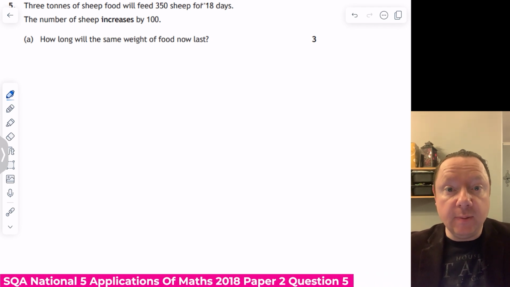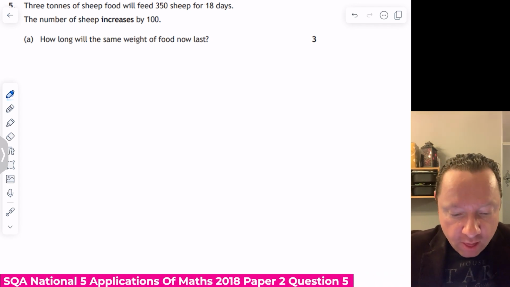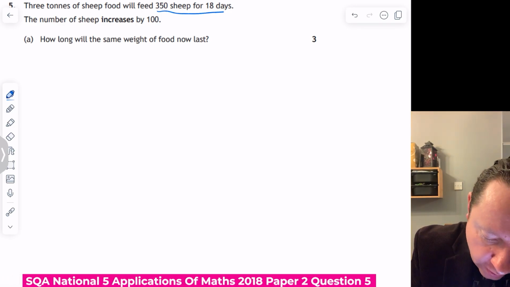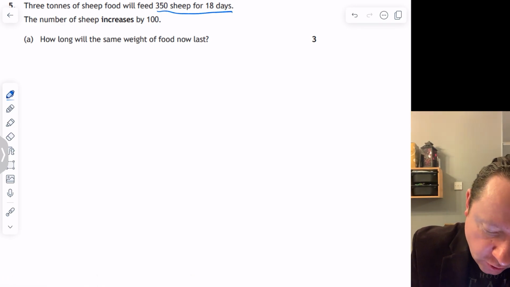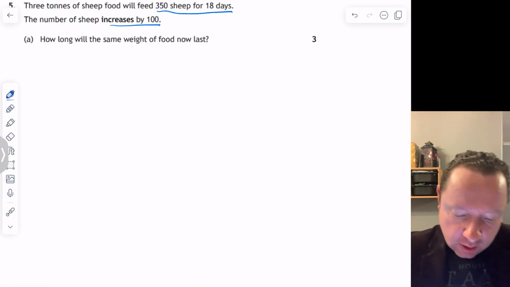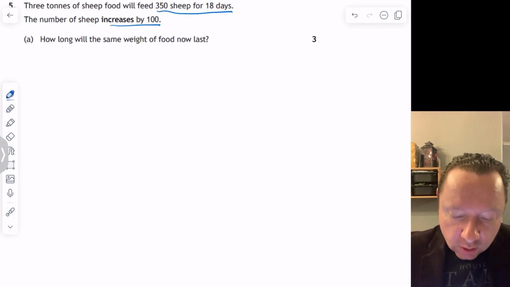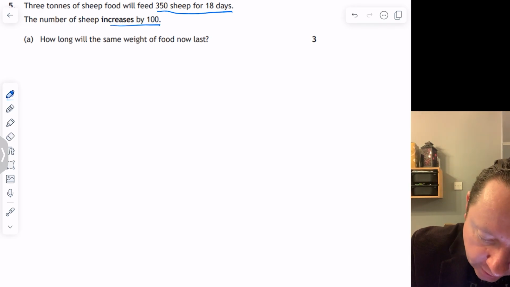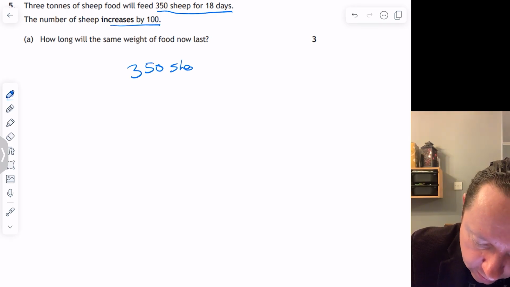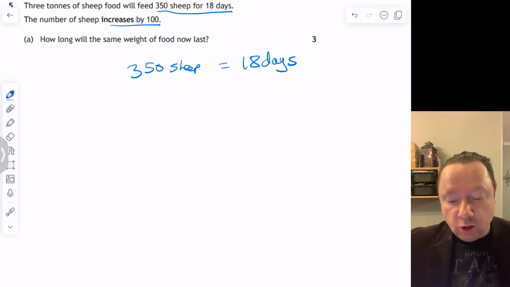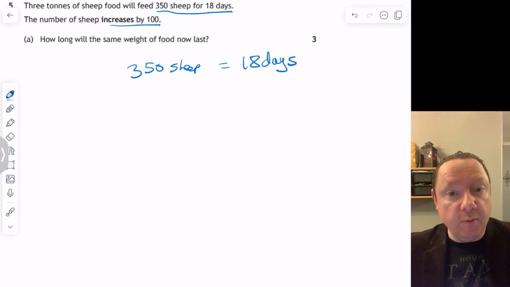SQA National 5 Application Maths 18, Paper 2, Question 5. 3 tonnes of sheep food will feed 350 sheep for 18 days. The number of sheep increases by 100. How long will the same food now last? So this is called reverse proportion. So we know that 350 sheep will be fed for 18 days. I want to work out how much 450 sheep will be fed for.